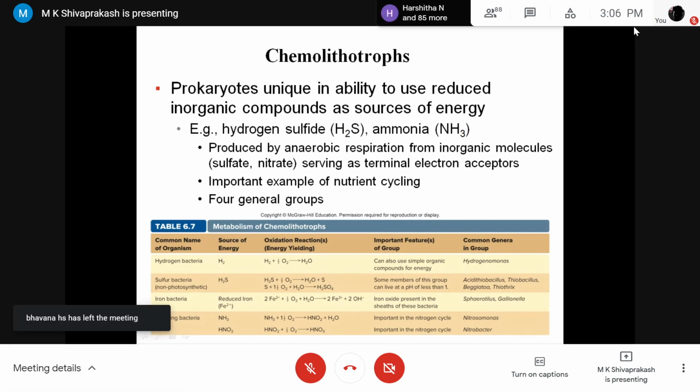They use hydrogen sulfide as a source of reductant, where this hydrogen sulfide is oxidized either to elemental sulfur, or in turn from elemental sulfur to sulfate. The examples are Thiobacillus, Acidithiobacillus, Beggiatoa, Thiothrix. They are some of the examples.